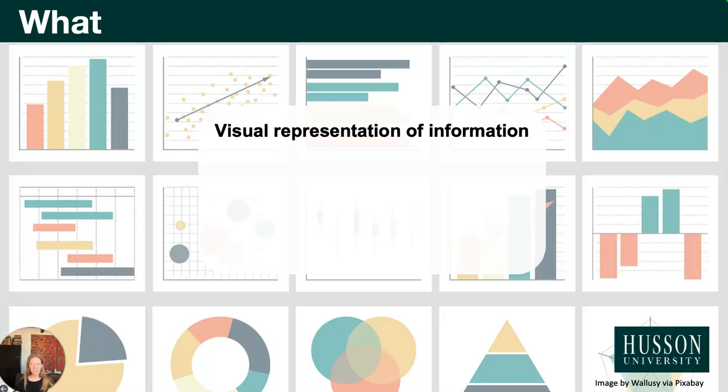The first piece is the what. And the what is a visual representation of information. So this might include charts, graphs, or even potentially animations. And this is taking your data, so you might have a data table, you might have numbers written in a paragraph, taking that and showing that in a visual way.